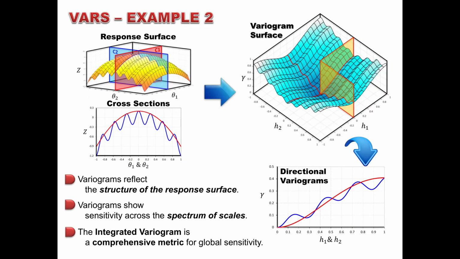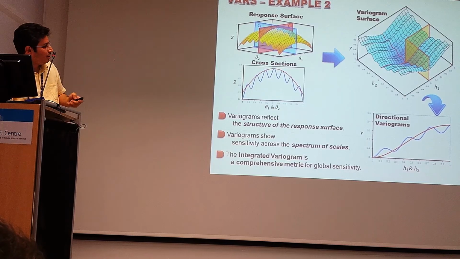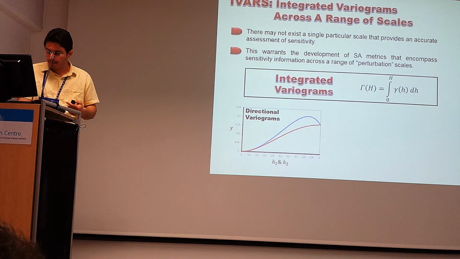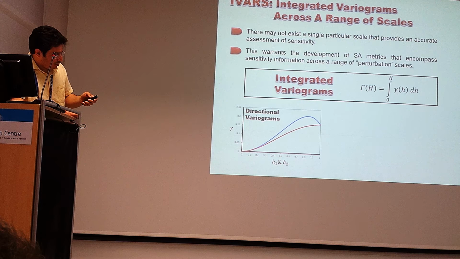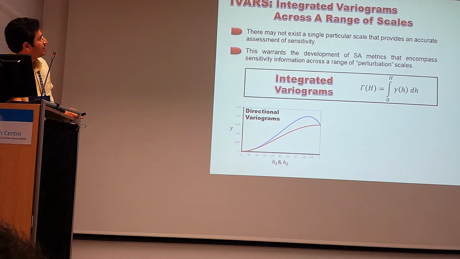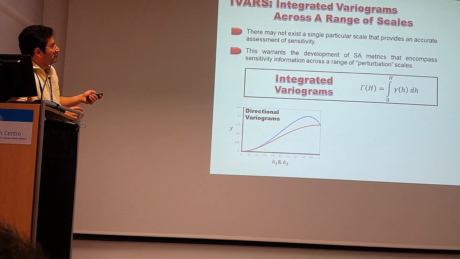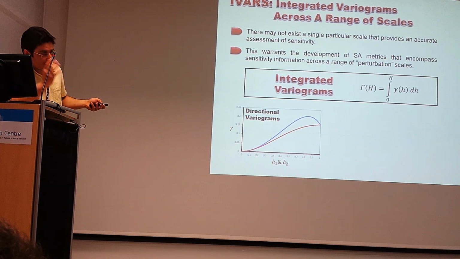So what I'm trying to say is that the variogram function is a representation of the spectrum of information on sensitivity across the full range of perturbation scales. But for real-world applications, we need to come up with a metric, right? A metric that practitioners could be using as a global metric for sensitivity. So to derive that metric, we use the concept of integrated variograms.